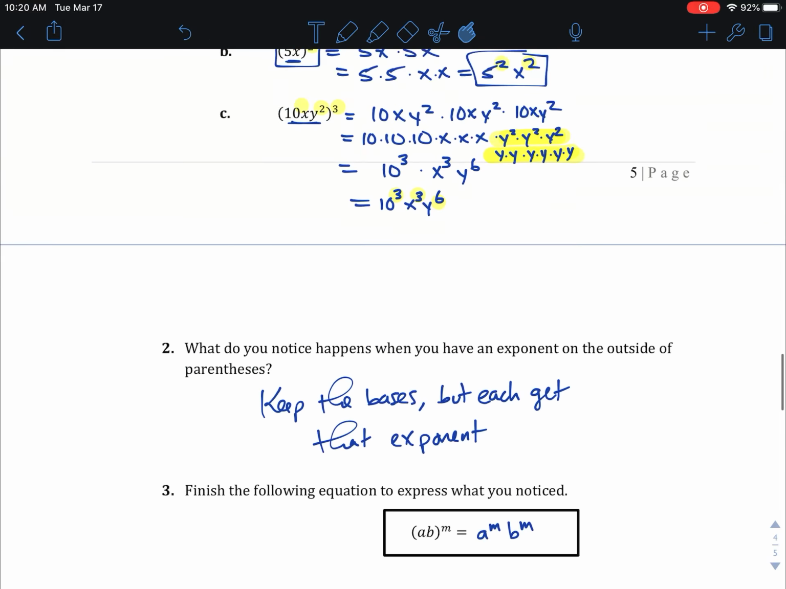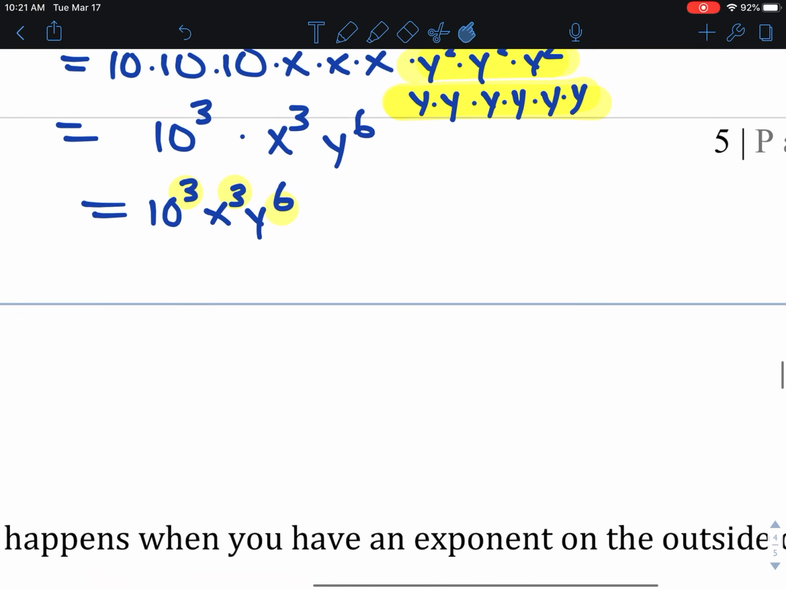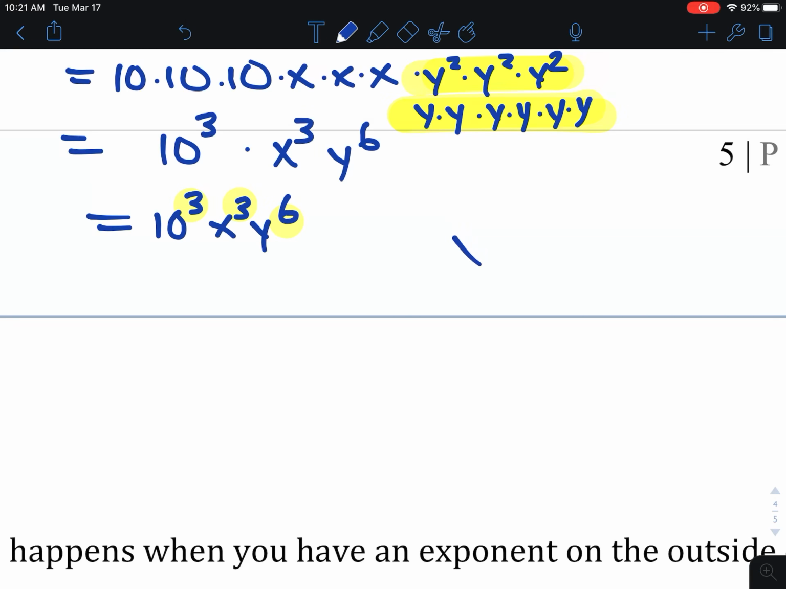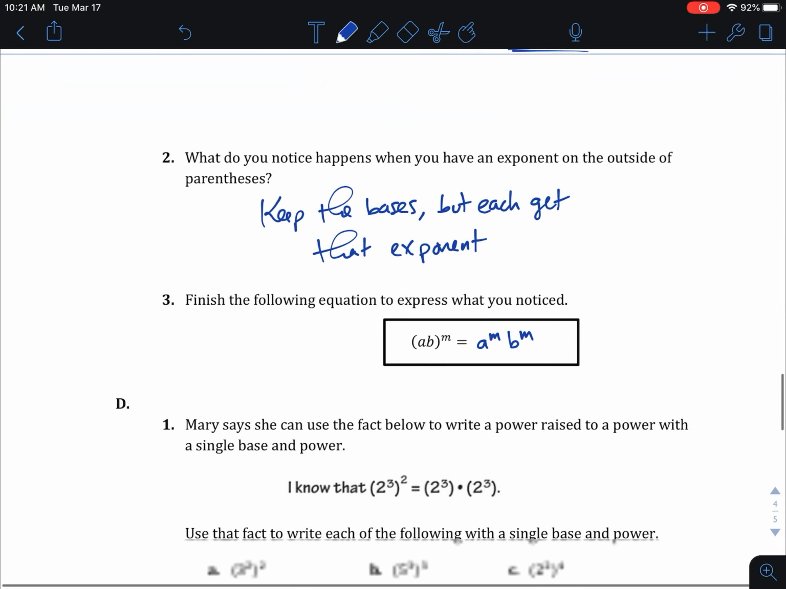And again, we're going to see what happened with that 6. That was kind of weird. That y squared cubed became y to the 6. So that means that y squared cubed is y to the 6. There's a shortcut there too. Let's find out here in part D.